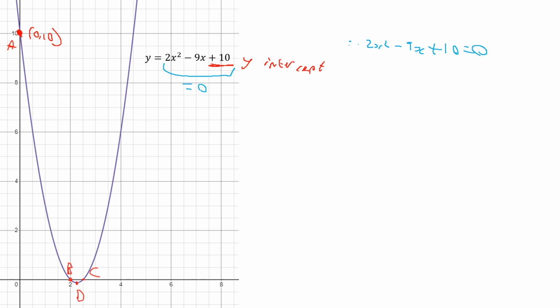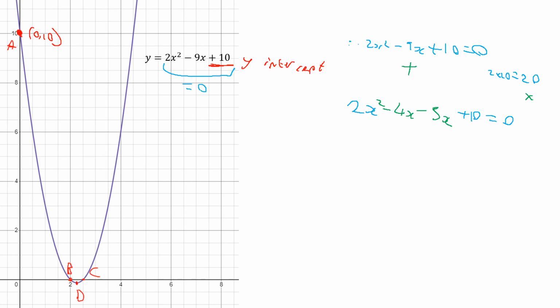And so what can we do? We can multiply 2 and 10, which is equal to 20. What are two numbers that add up to make minus 9 but multiply to make 20? Have a think. Minus 4 and minus 5. So now we're left with 2x, and then we split the minus 9x into minus 4x minus 5x plus 10 is equal to 0. And now we factorize what we've got.